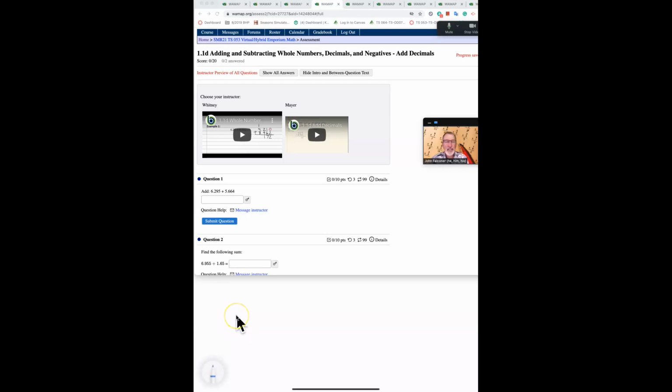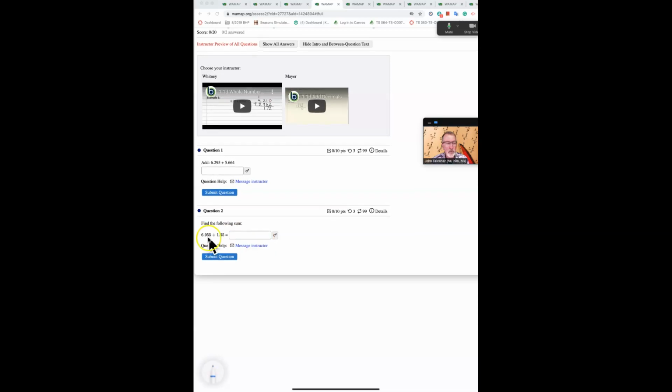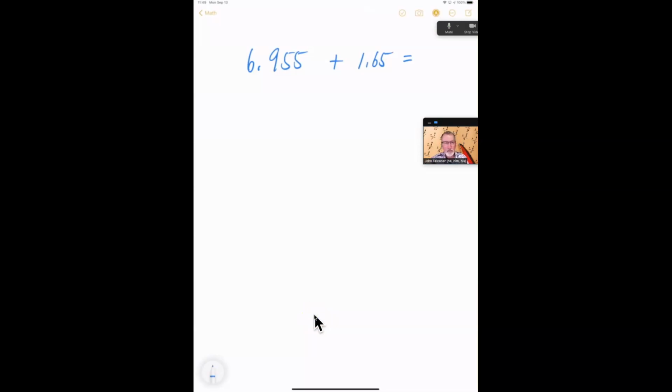Hello everybody. Today we're going to take a look at Unit 1.1D in WAMAP, and we're adding decimals in this lesson. I skipped the first question because it seems very straightforward, pretty easy to solve, and I'm going to go with question number 2, where the decimals are two different lengths, and so this will make sure you know how to line them up properly. Let's take a look at the problem on our tablet.